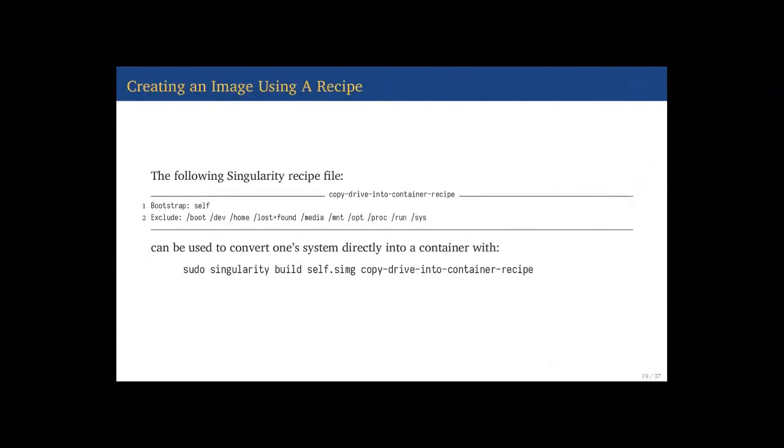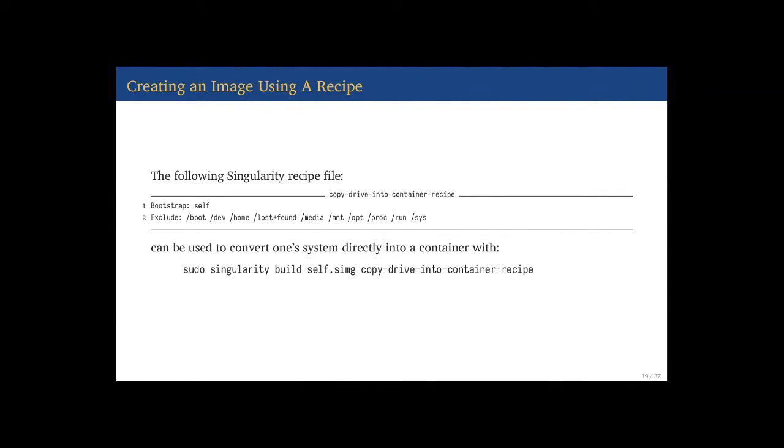Another way of doing the same task, if you had Singularity installed on the system and wanted to not make a tarball and just have Singularity make the image straight from your system, is this. You'd make a recipe file, which is just a text file. First line is bootstrap. Second line, you put all the directories you want to exclude. Those are probably some of the ones you'd want to exclude. If there are others, add them.